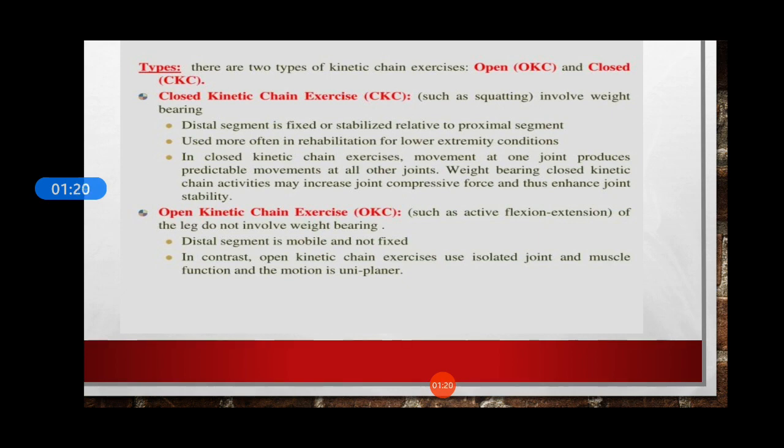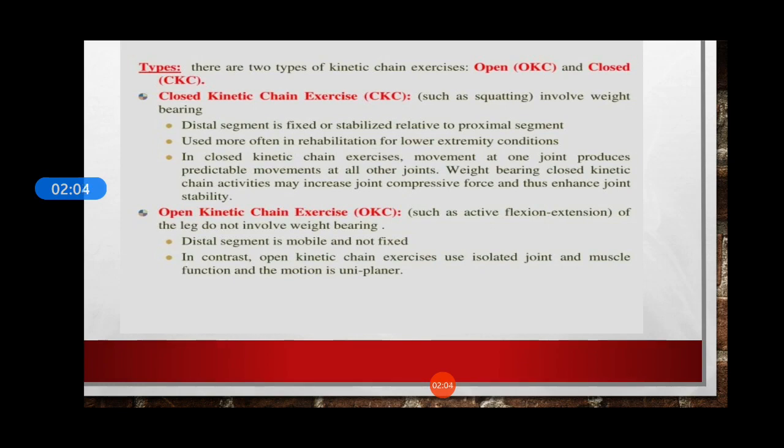In an open kinematic chain, one joint can move independently of others in the chain. When one end of the chain remains fixed, it creates a closed system or closed kinematic chain. Under these conditions, movement at one joint automatically creates movement in other joints in the chain. So closed kinematic chains, like when we do squatting, involve weight bearing. Here the distal segment is fixed or stabilized relative to the proximal segment, and they are mainly used more often in rehabilitation for the lower extremity. In closed kinetic chain exercises, movement at one joint produces predictable movements at all other joints.